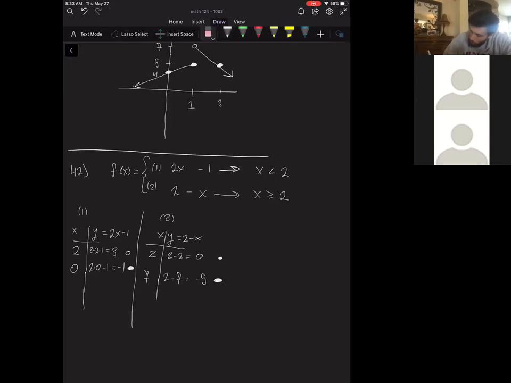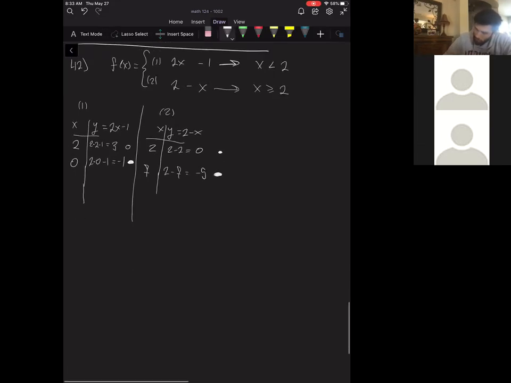All right, so now just like before, we're going to put all these dots onto a graph and connect them. Okay, so at 2, if we look at equation number 1, we have an open circle at 2, 3. And then we have a closed circle at 2, 0, because when x is 2, we get 0. If we look over here at the point 0, we have a closed circle at minus 1.